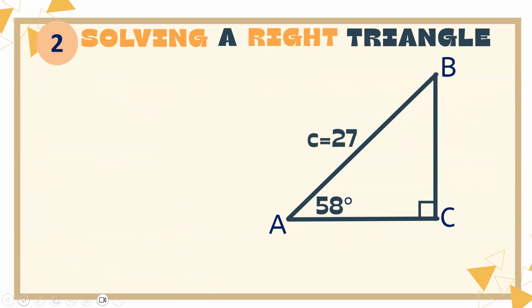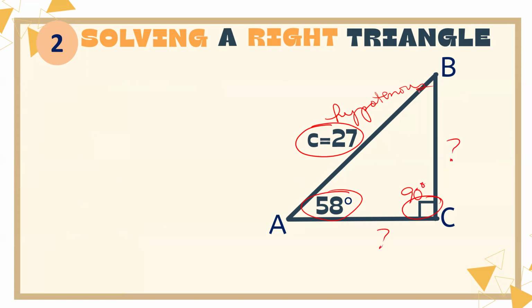Okay, now let's try another right triangle. So in this case, we have the length of the hypotenuse, two angles, 58 degrees, and the right angle, which is 90 degrees, but we don't know the length of the two legs and the other angle. So it's another scenario. What if you have the length of one side, and two angles given to you? So how do you solve that?